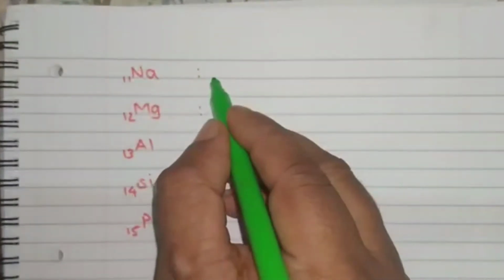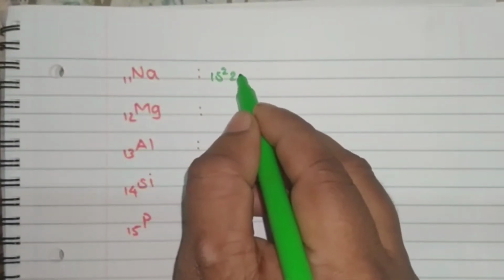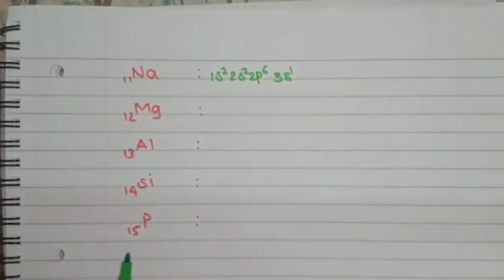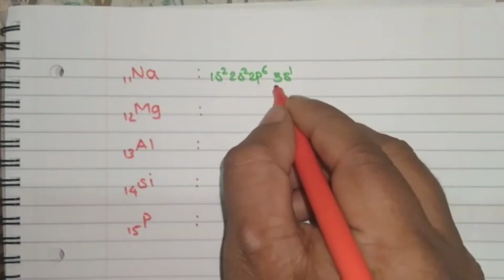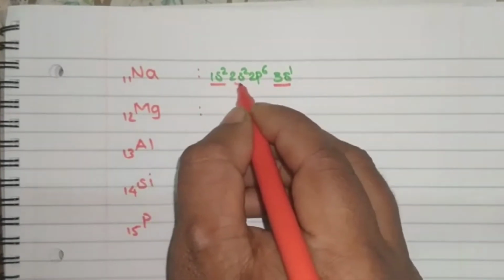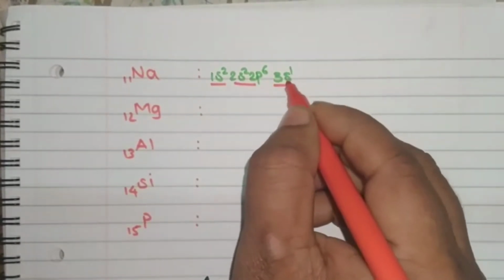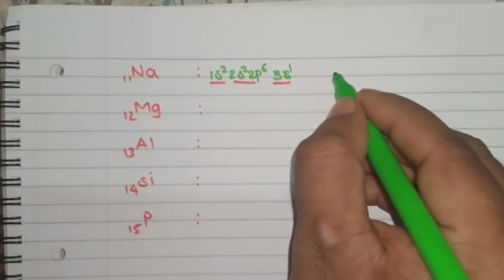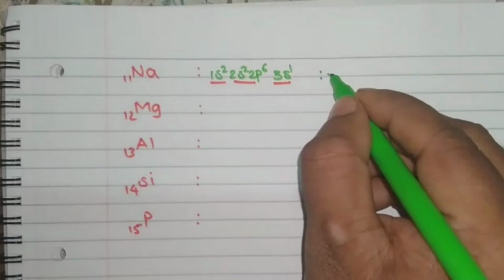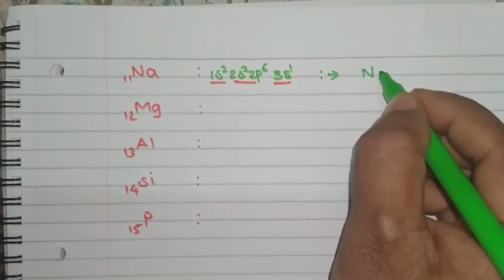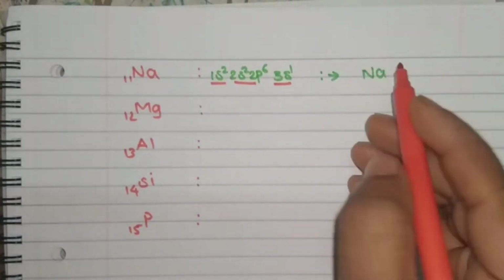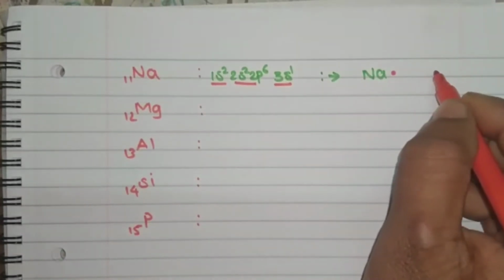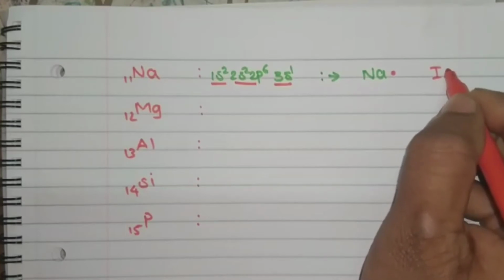Sodium's electronic configuration is 1s2 2s2 2p6 3s1, right? So here the valence shell is 3. This is the first shell, second shell, and this last shell is called the valence shell. It has only one electron, that's why in the symbol Na you have to keep one dot only, and that's why its group number is 1A group.